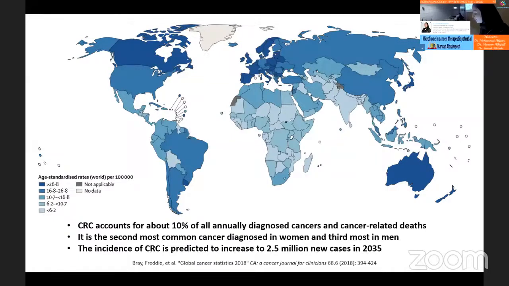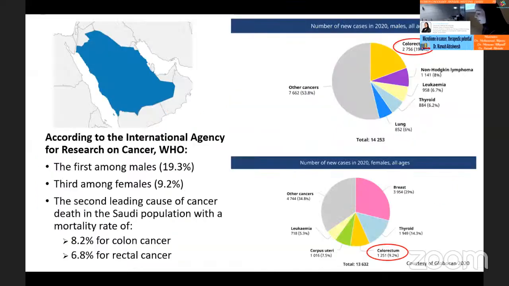As you can see from the worldwide map here, colorectal cancer accounts for about 10% of all annually diagnosed cancers and cancer-related deaths, and the highest number of colorectal cancer cases is in developed countries. The stabilizing rate in developed countries is due to the application of a nationwide screening program for colorectal cancer. However, the trend is increasing in developing countries, and the incidence of colorectal cancer is predicted to increase to 2.5 million new cases in 2035.